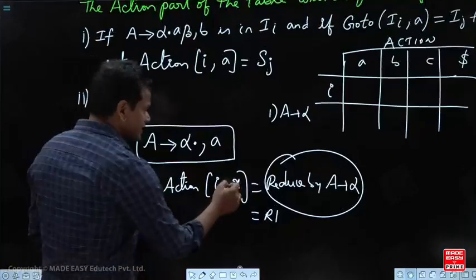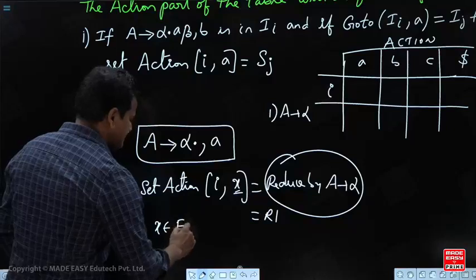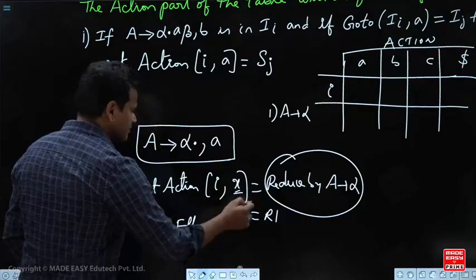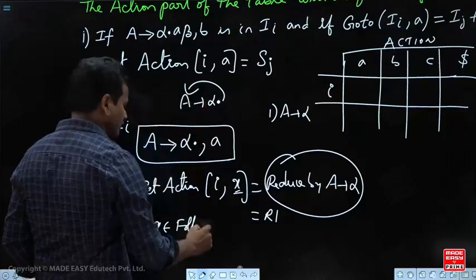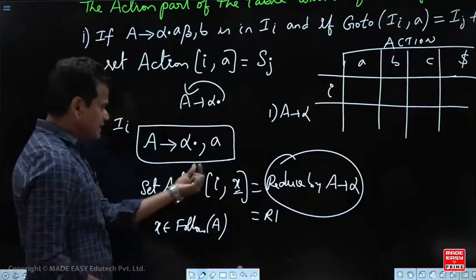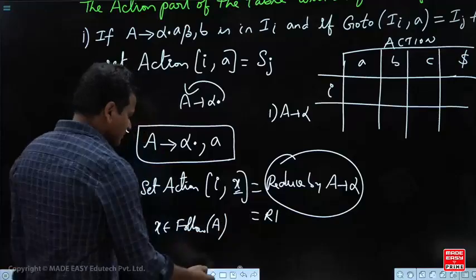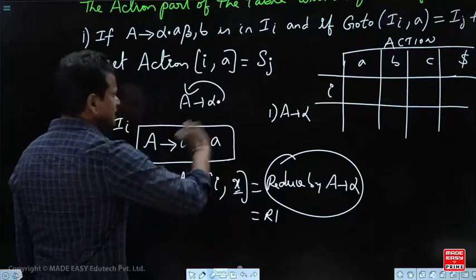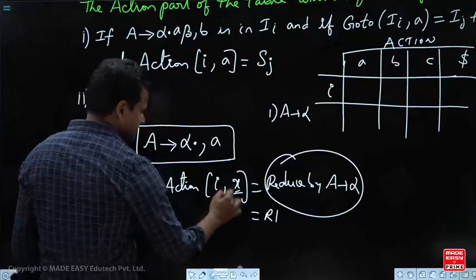In the SLR(1), what is X here? X is follow of A. Suppose a production like this, and the dot is at the end, what is X here? X is follow of A. So in the ith row, Xth column, we write reduce by A derives alpha, where X is follow of A. But in the case of CLR(1), you need not find any first and follow. It's damn easy, easier in the case of CLR(1).